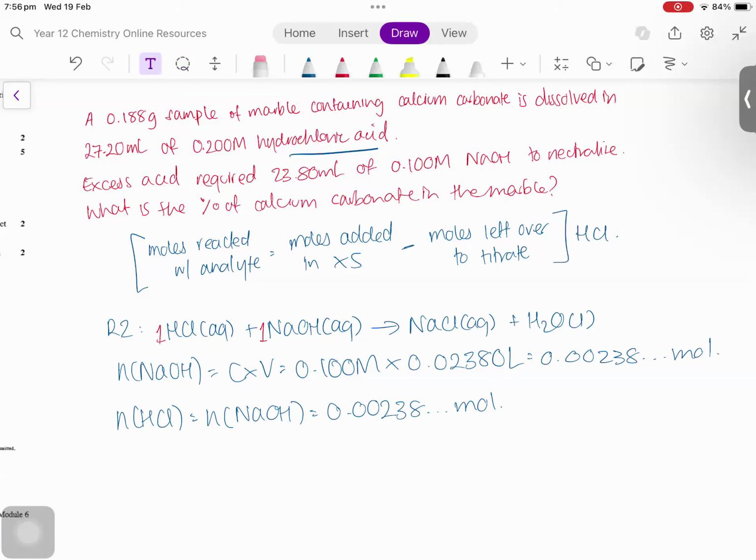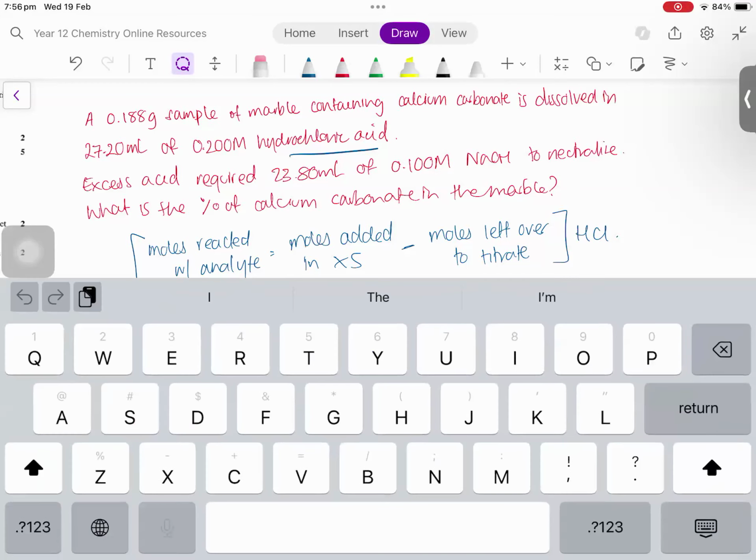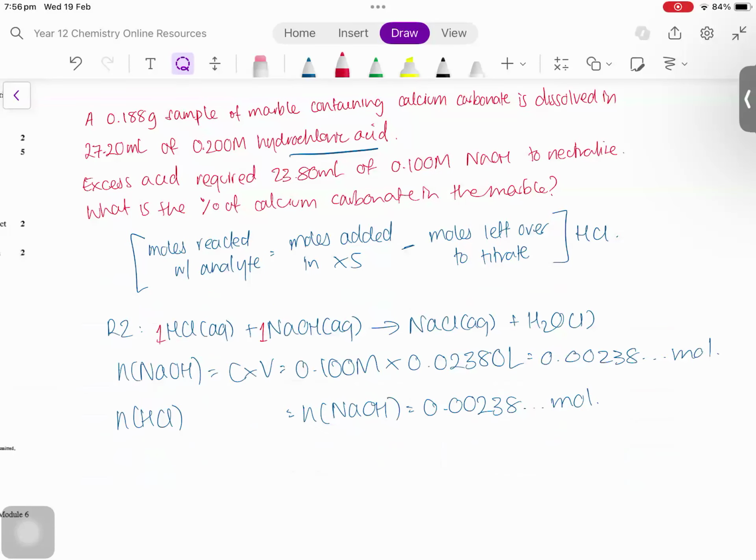I forgot to leave some space again. The moles of HCl that you've calculated, is this the moles that got added to your analyte or the moles left over? Yeah, this is the moles left over because this is the amount left over from the first reaction that got put into the second reaction. So that's the moles of HCl left over. I can jump to reaction one now.